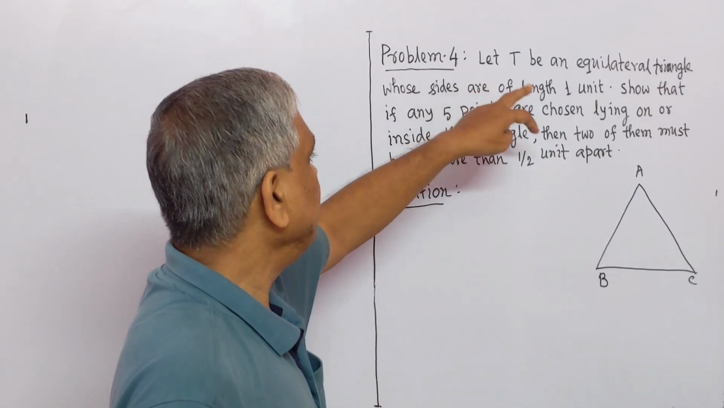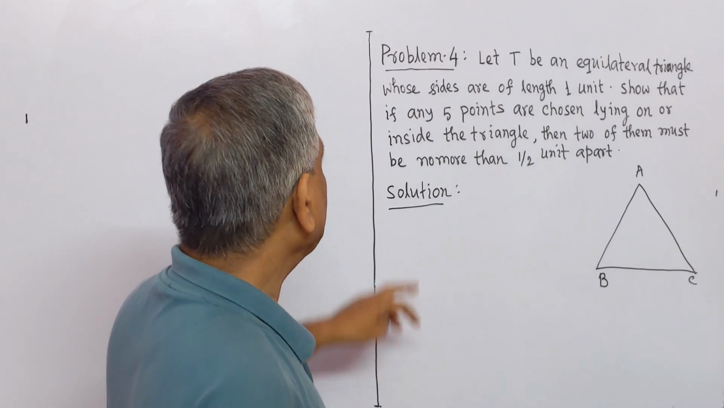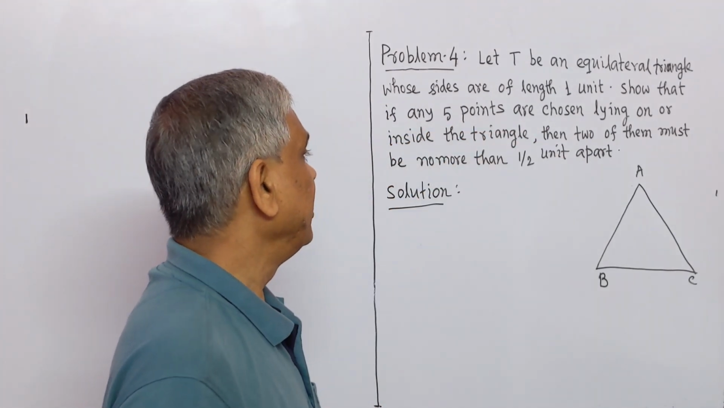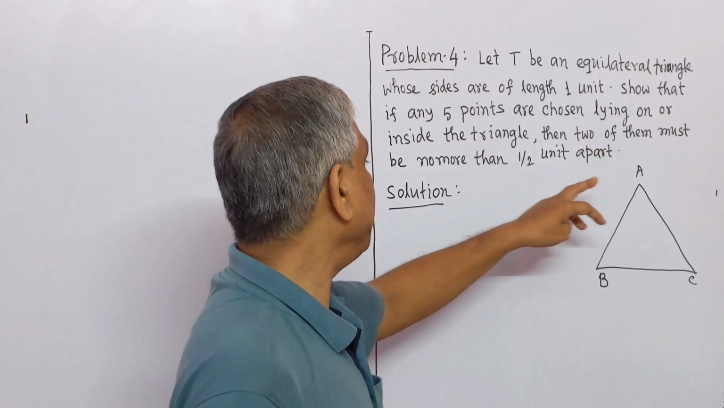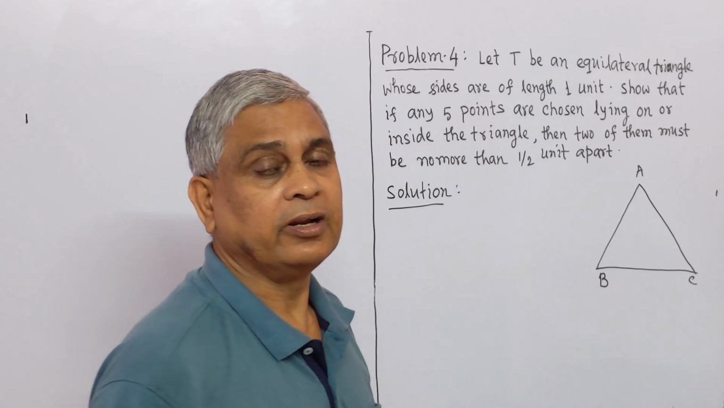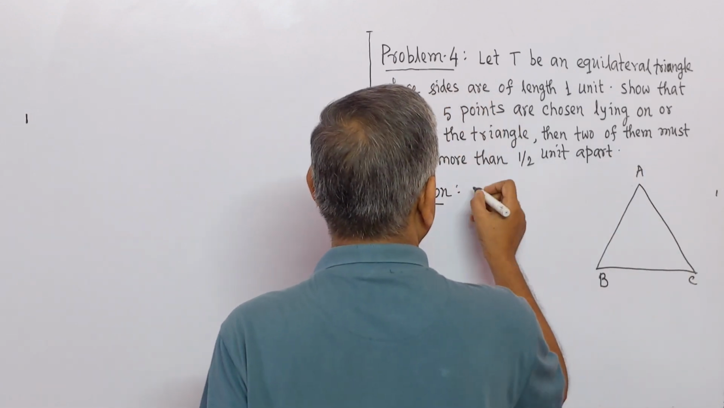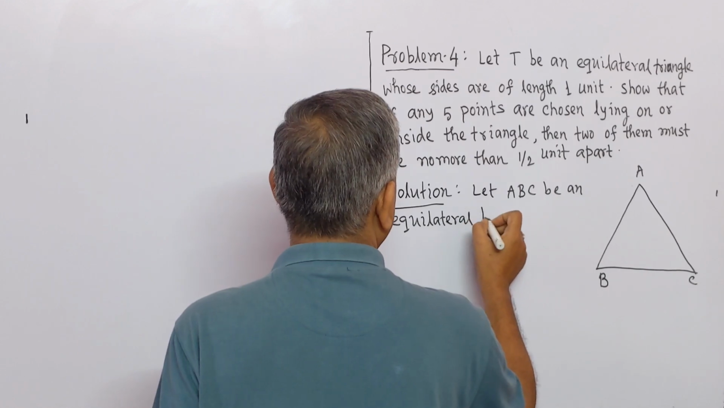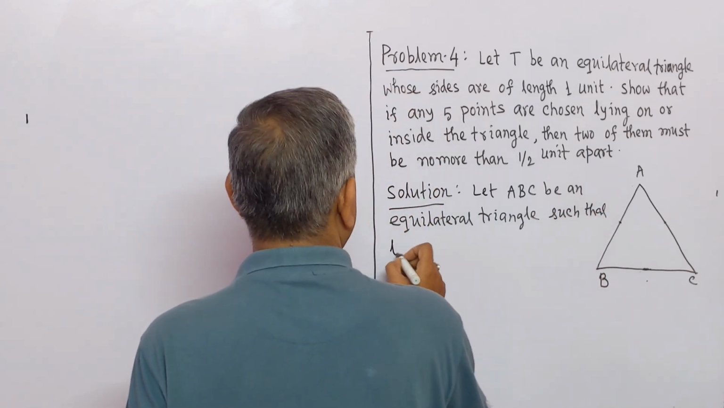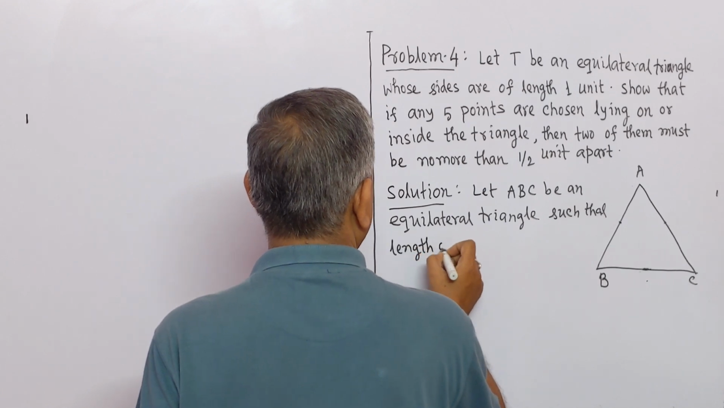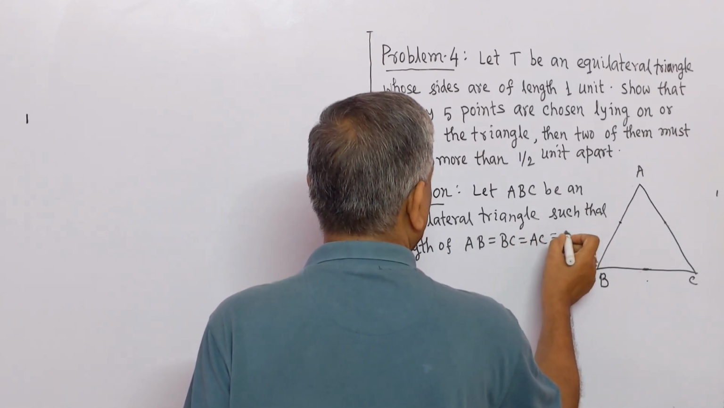Next problem is, let T be an equilateral triangle whose sides are of length 1 unit. Show that if any 5 points are chosen lying on or inside the triangle, then 2 of them must be no more than half unit apart. Now we solve this. Let ABC be an equilateral triangle such that length of AB equal to BC equal to AC equal to 1.